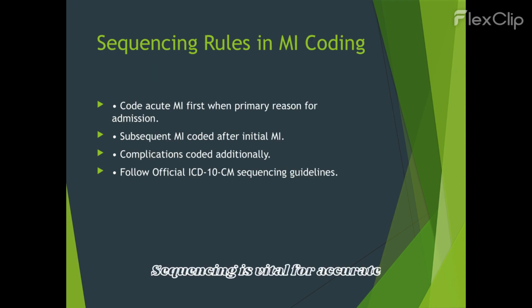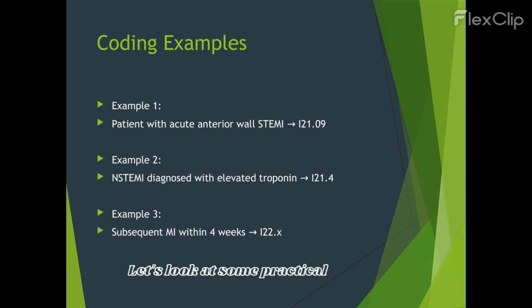Sequencing is vital for accurate reimbursement and reporting. If a patient is admitted primarily for an acute MI, that MI code must be your primary diagnosis. If they have a second MI while still in the 4-week window of the first, the subsequent MI code is sequenced according to the circumstances of the encounter. Always be sure to code any resulting complications, like heart failure or arrhythmias, additionally, and always follow the official ICD-10-CM sequencing rules. Let's look at some practical examples.